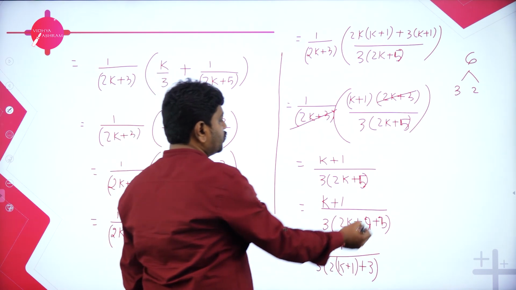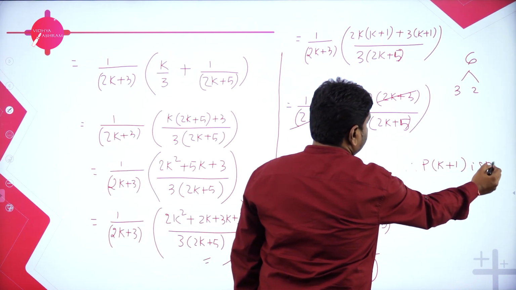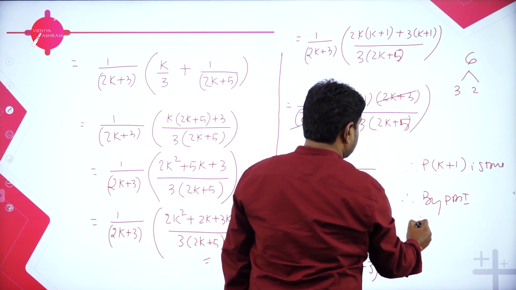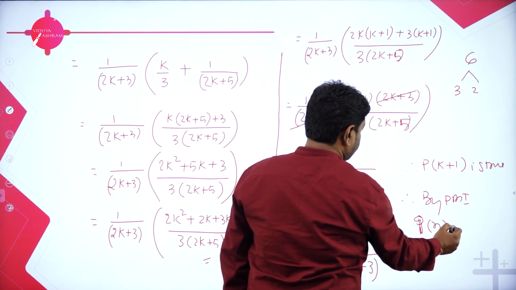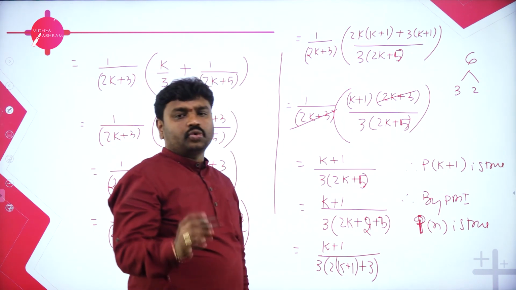So therefore, what is the conclusion? Therefore, P of k plus 1 is true. If P of k plus 1 is true, by the principle of mathematical induction, given P of n is true. By PMI, P of n is what? True. So I hope all of you understood this.